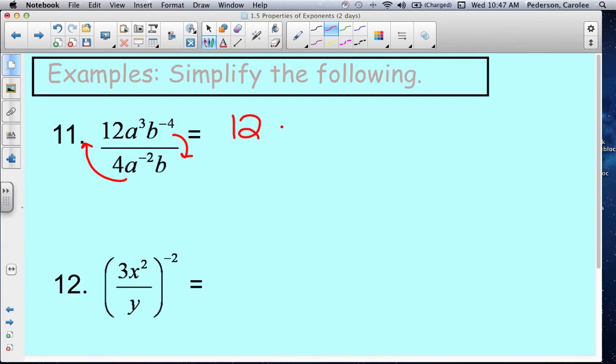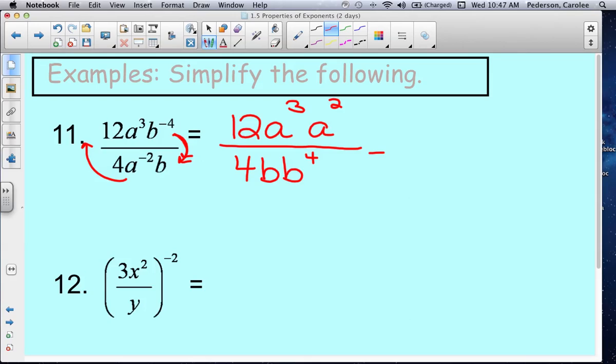The 12 and the a cubed are still in the numerator, but now I'm going to bring that a to the negative 2 up to the numerator as a squared. Now in the denominator, the 4 stays in the denominator, the b stays in the denominator, and now this b to the negative 4th goes down to the denominator. And now let's clean it up.